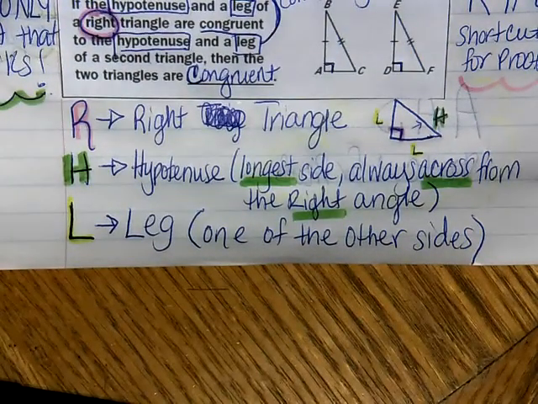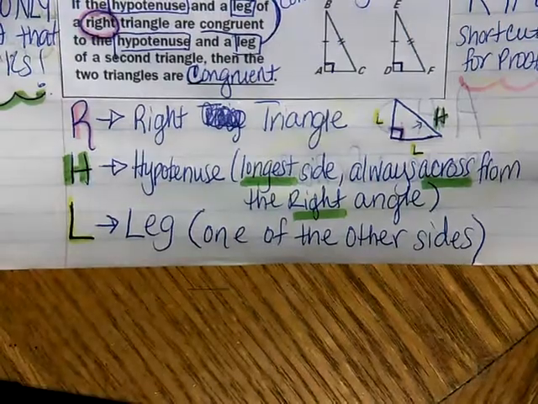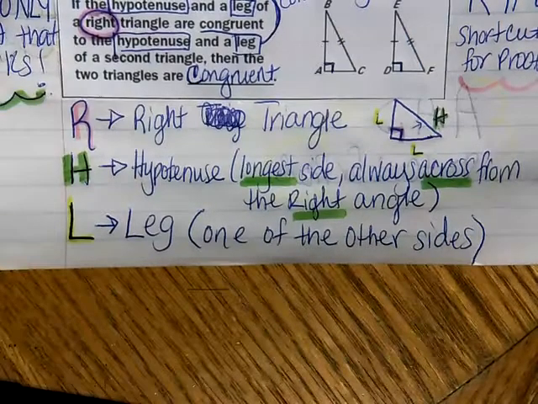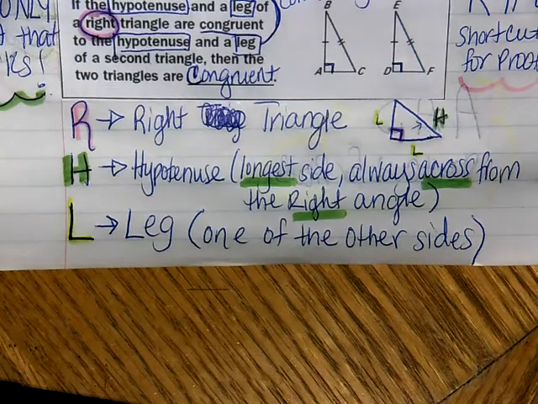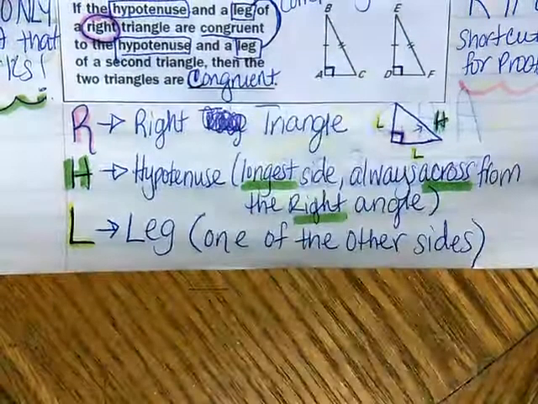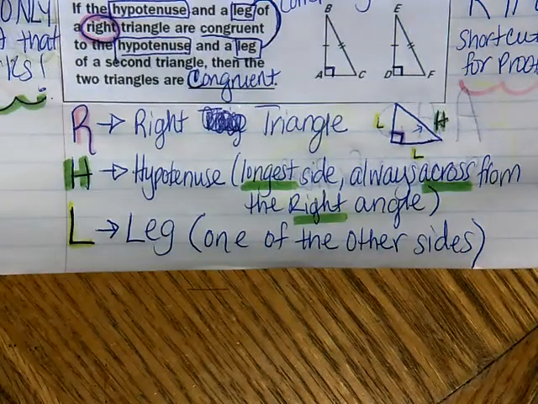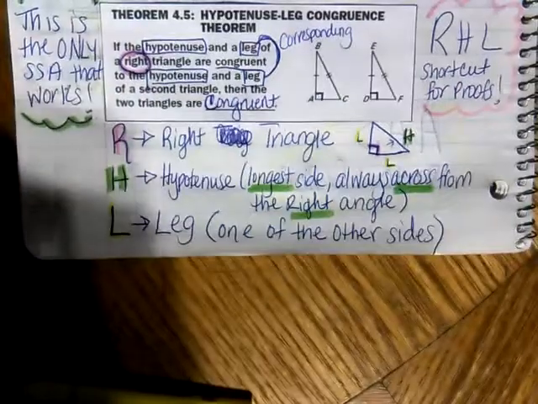And so this is the only SSA that works, where you have two triangles that would be congruent, where you would have a side and an angle that only touches one of the sides. The side it will never touch is the hypotenuse. But if you can show this information in a proof, then you have proven the triangles are congruent by RHL.